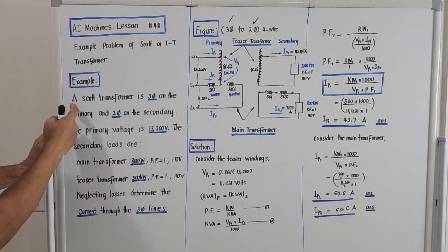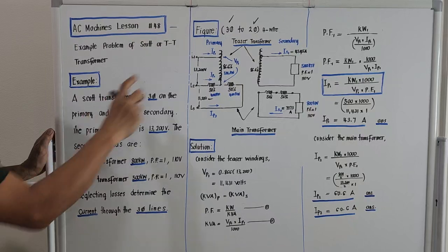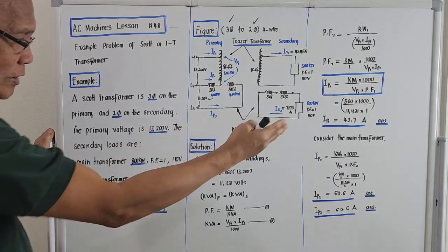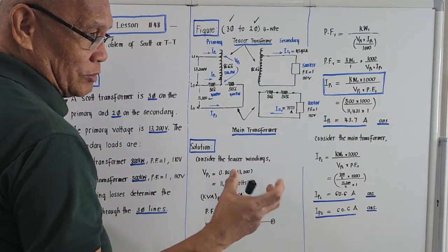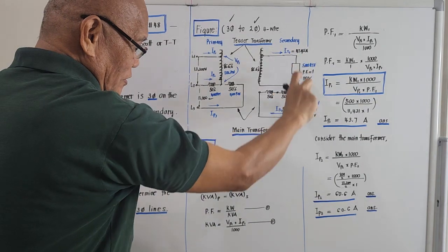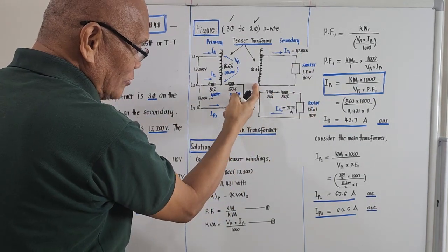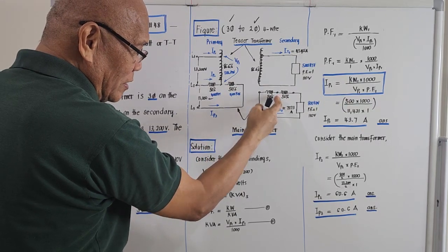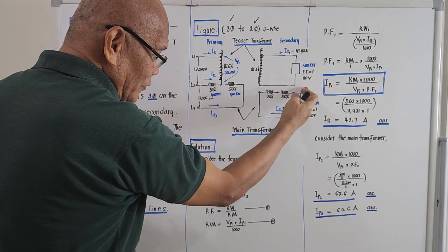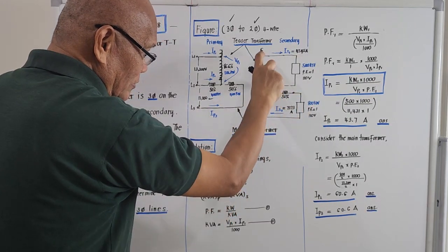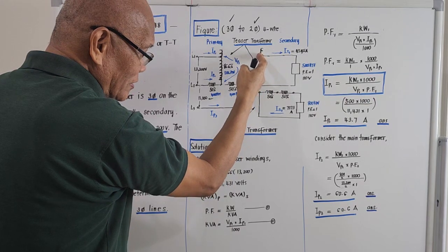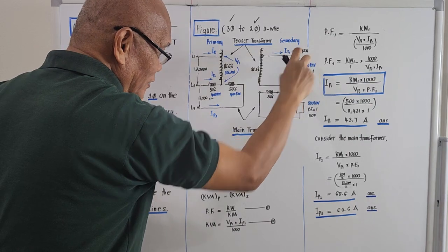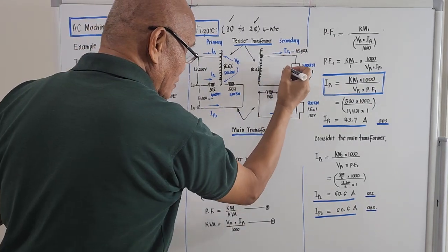A Scott transformer is three-phase on the primary, like what I explained, and two-phase on the secondary. On the secondary side, to obtain a two-phase, this is single phase, and this is single phase. The end of the 86.6% tapping, we will not connect at the midpoint. We'll just bring it out as it is. So one end of the 86.6% is this one, the other end is this one, and this is where the load is connected. This is considered a single phase.